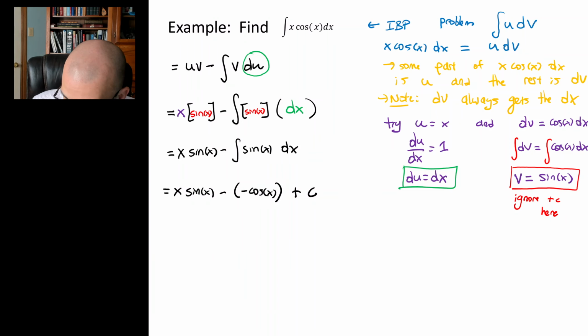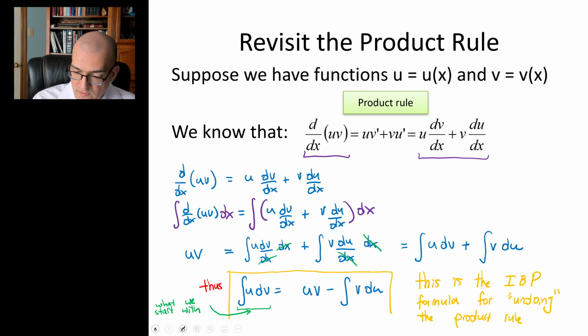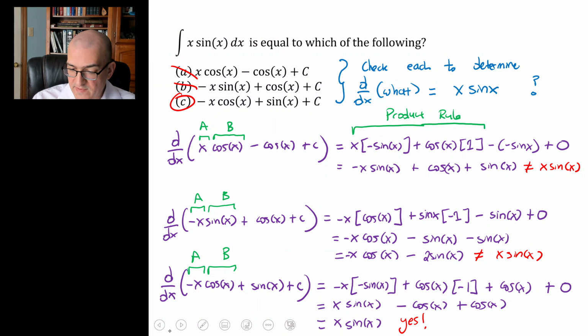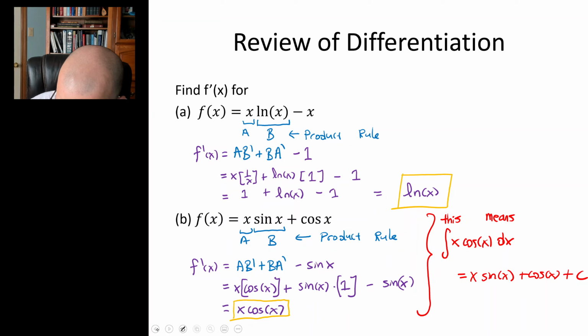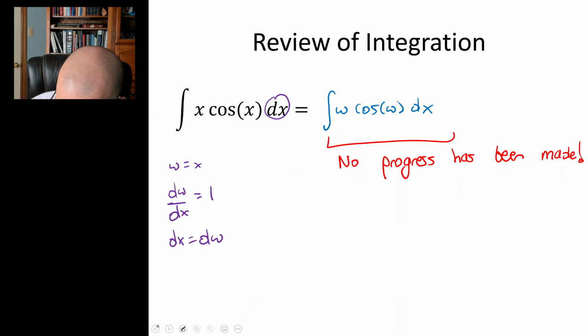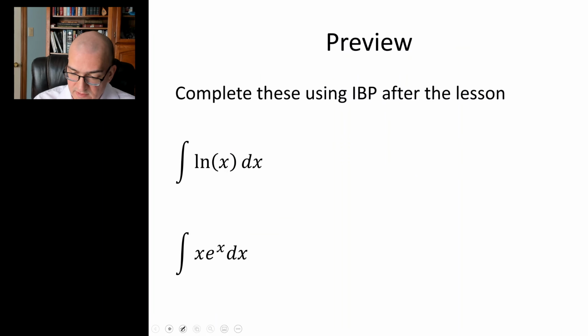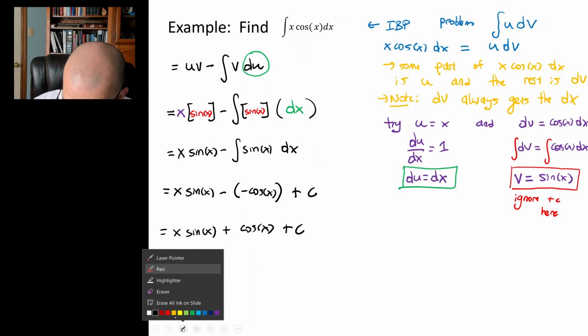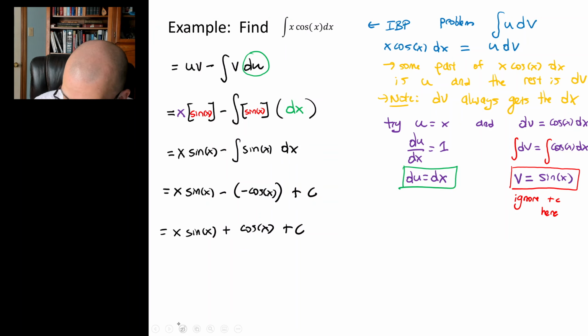And then we can simplify: x sine of x plus the cosine of x plus c. And if we flip back to earlier in the notes, when that was essentially the question, how do you find the antiderivative of x times cos of x? We didn't answer this yet until just now. We now know that the antiderivative of x times cosine of x is x sine of x plus cosine of x plus c. And we would verify that using the derivative.